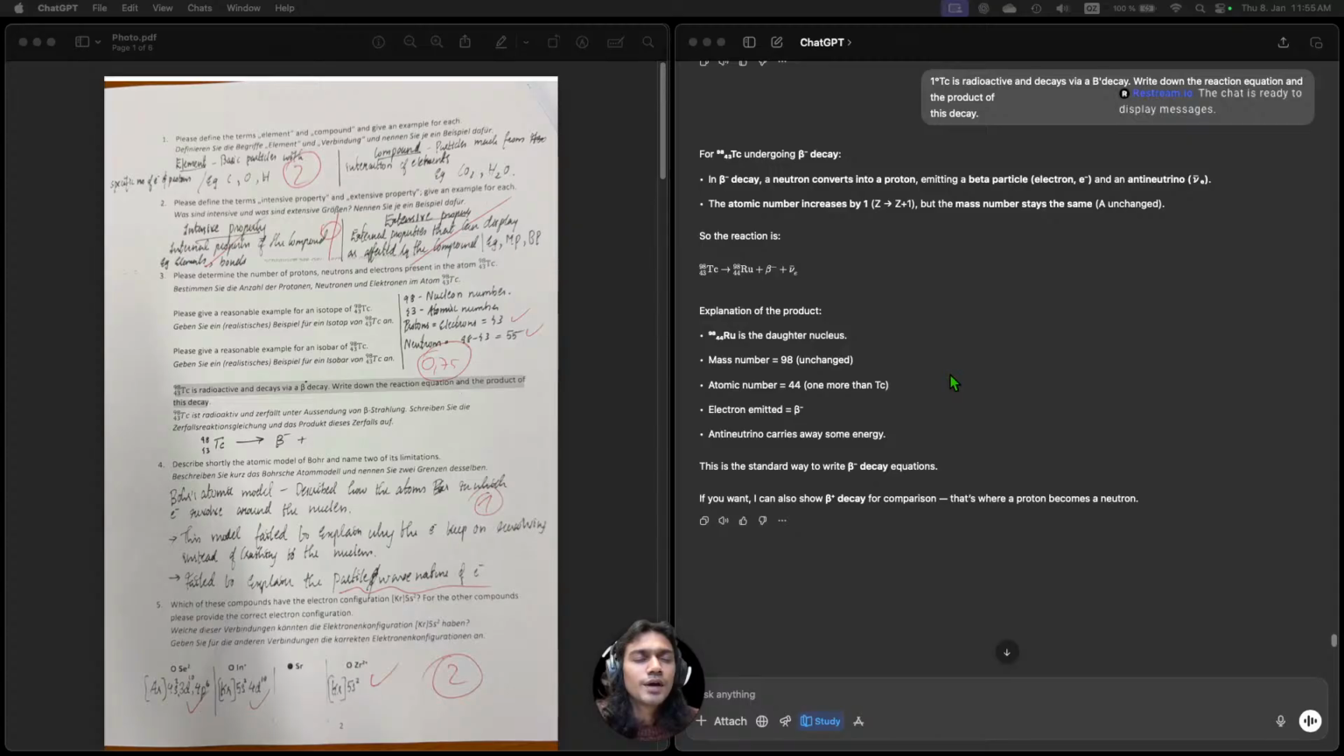How? Oh, it's just the one neutron goes to a proton. That's it. You know what? That's really interesting. The mass number stays the same, but there's a radiation coming out.